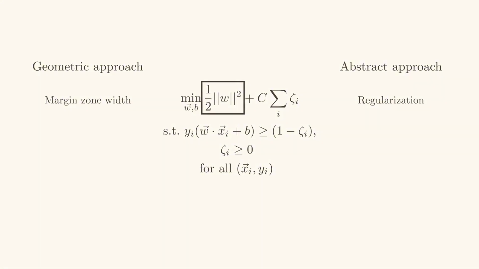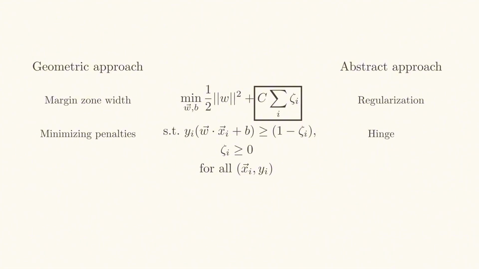Regarding minimizing the sum of the theta values, a geometric perspective would call this limiting the penalties on the support vectors. A more abstract point of view, however, would see it as the application of the empirical risk minimization principle together with choosing the hinge loss as loss function.